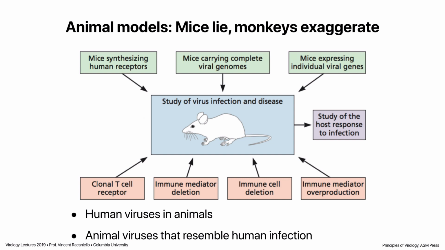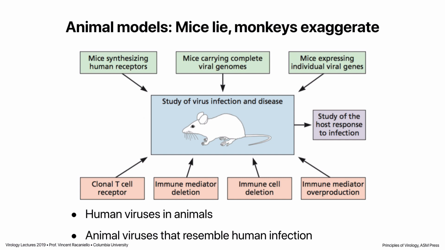But what about the virus? What virus do we use? So there are two general areas. First, we take a human virus and we infect the mouse with it. Sometimes that works, but not always. Not all human viruses will infect mice for a variety of reasons. Sometimes we can get around that, as I'll show you in a moment.